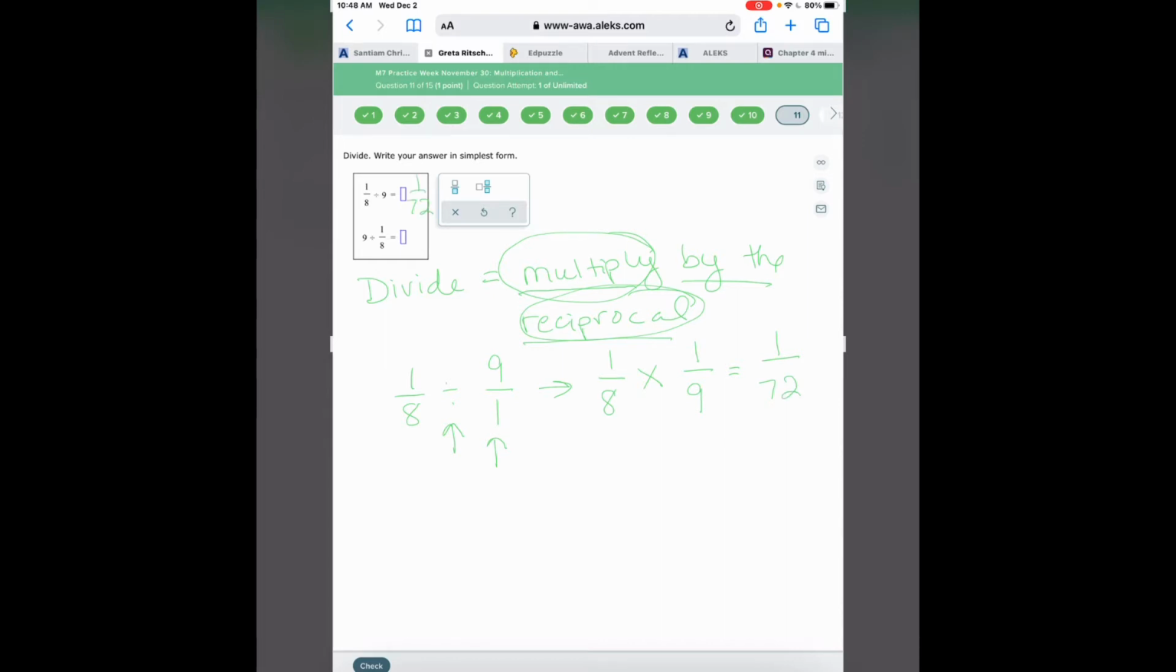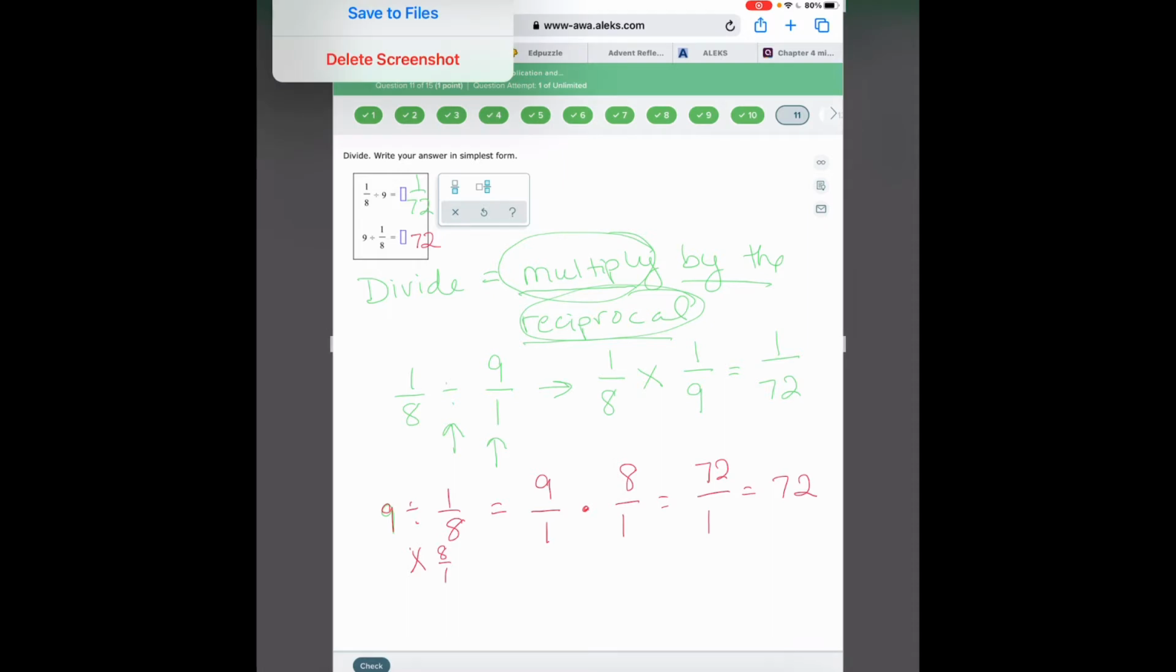And then I'm going to do 9. Let's change colors here. 9 divided by 1/8, which equals 9. We're keeping the first one, times 8 over 1. So we multiplied by the reciprocal, and that equals 9 times 8 is 72 on the top, 1 on the bottom, and that's just going to be 72. So the first one is 1 over 72, but the second one is 72.